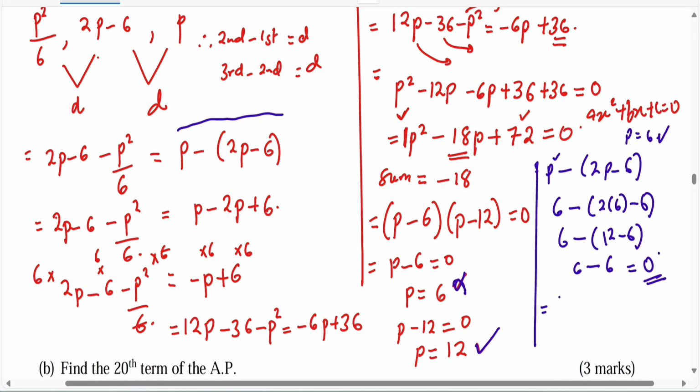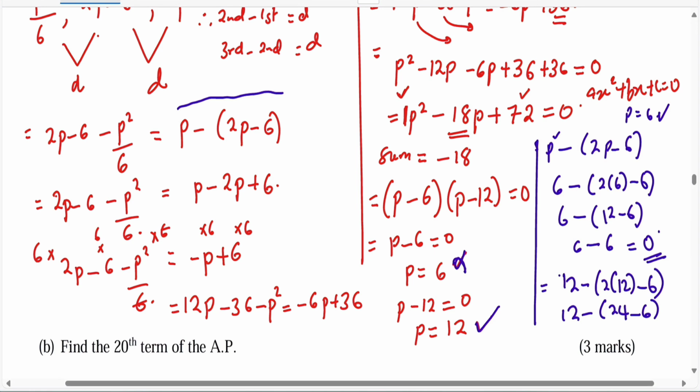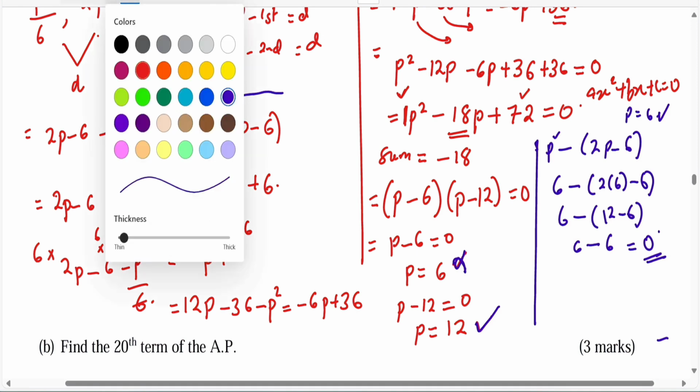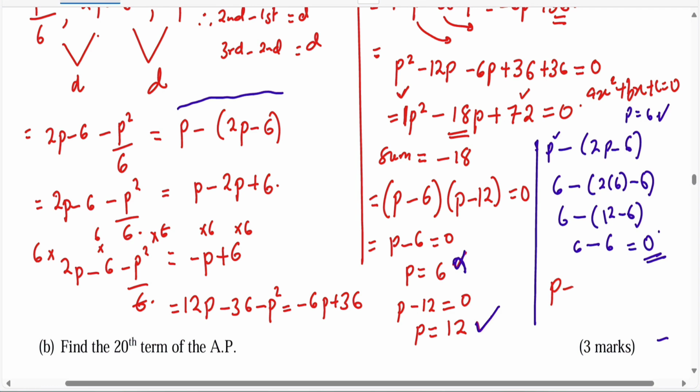Put p as 12, so it is 12 minus 2 times 12 minus 6. So 12 minus 24 minus 6, which gives us 18. So 12 minus 18 will be negative something, right? 12 minus 18 will be negative 6. At least it means the answer should not be what? Should not be 6. So your p basically at the end of the day is 12. So p is how much? It is 12. Let's continue with the second question.